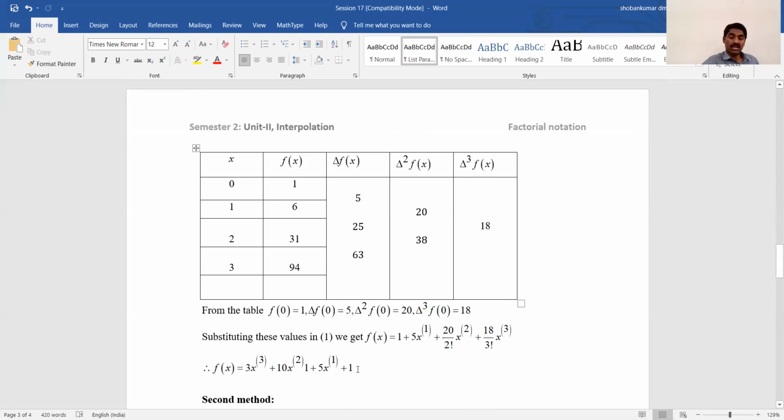Now substituting in, we get f of x equal to 1 plus 5x to the power 1 plus 20 by 2 factorial x square plus 18 by 3 factorial x to the power 3. Therefore, f of x equal to 3x cube plus 10x square plus 5x to the power 1 plus 1. This is the required factorial notation of the given polynomial by using the forward difference table.